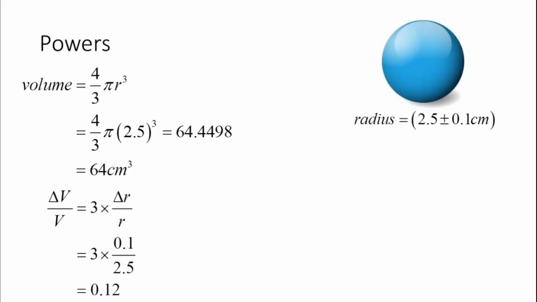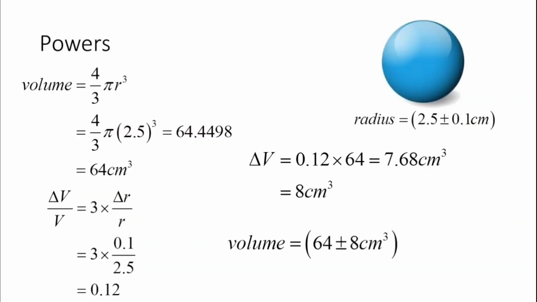To find the uncertainty of volume, we multiply the percentage uncertainty or the relative uncertainty of volume with the volume of the sphere. 0.12 times 64, we get 7.68. We round off the value to 8 so that the volume and the uncertainty have the same decimal. The volume of the sphere is 64 plus minus 8 centimeter cubed, or we can write the volume as 64 plus minus 12%.